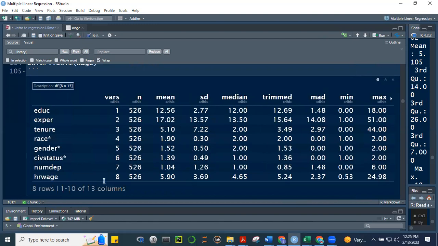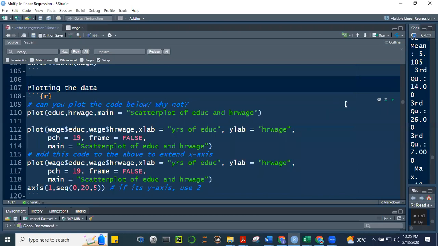Of course, for the character variables, like race, gender, civil status, notice that the minimum and maximum have no sense, no relevance, because they're character variables. Okay, so let's take a look at another one.